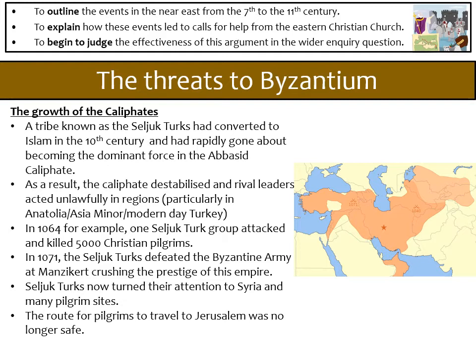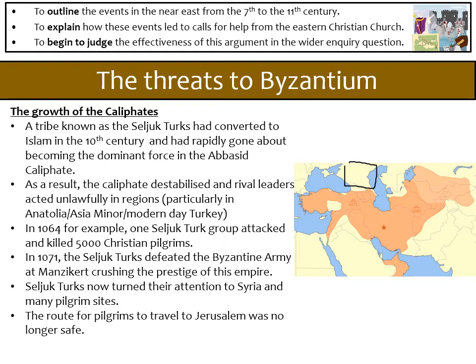So a certain tribe known as the Seljuk Turks converted to Islam in the 10th century, and they're from this particular area here, which is like modern day Armenia and Azerbaijan. And what they do is they start to rapidly become the dominant force in the Abbasid Caliphate, so much so that they actually are the rulers of this entire caliphate.